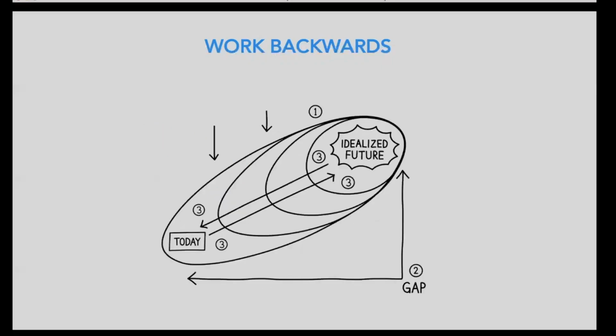So the way this works, when we read it, is the number 1 up in the corner: you really need to define the idealized future as clearly as you can. This is what we're working towards. Then number 2, the L in the corner, is to identify the gap. How far away are we from today? And then number 3 is, what are the steps we need to take working backwards from the future to today?